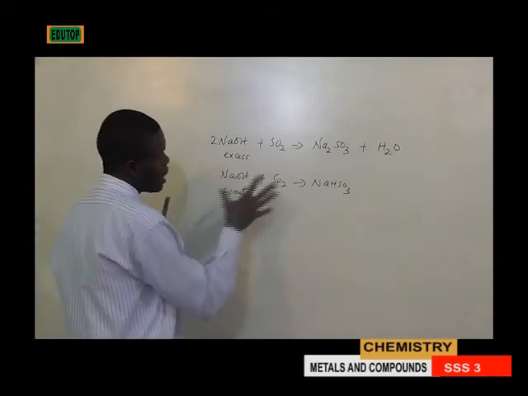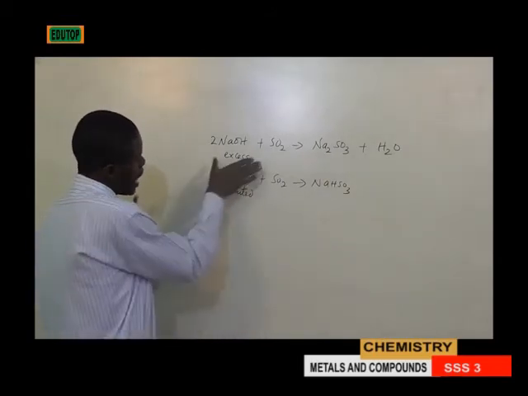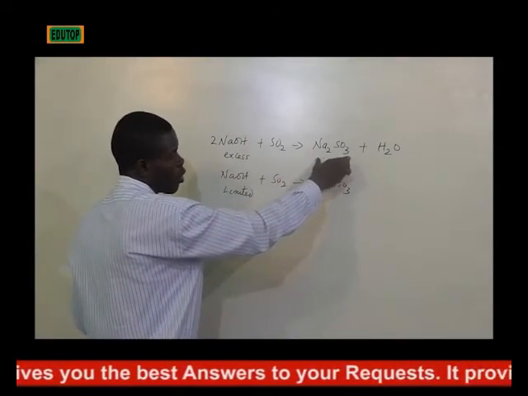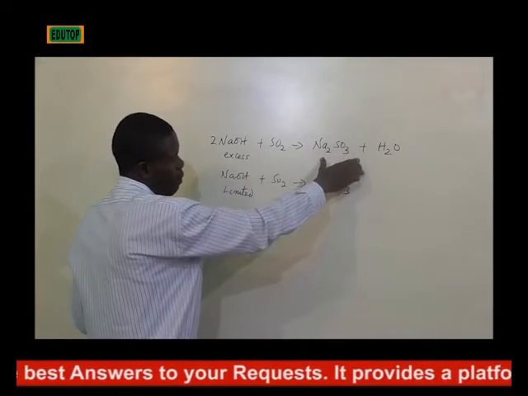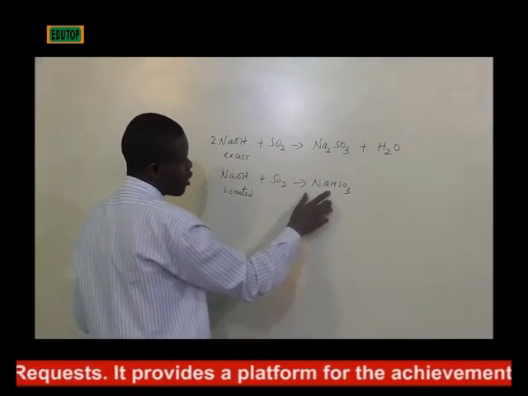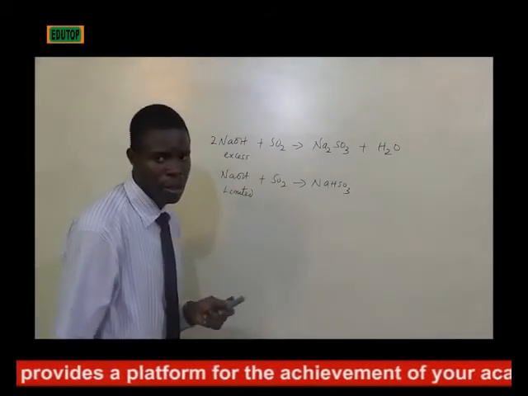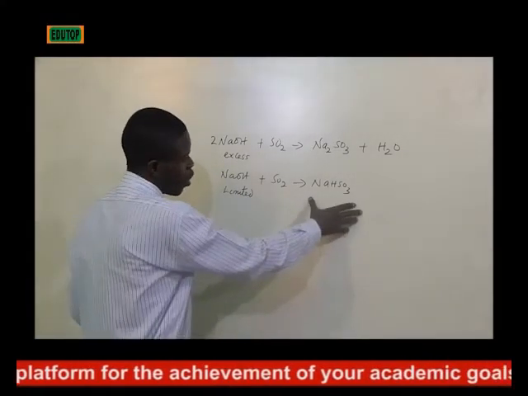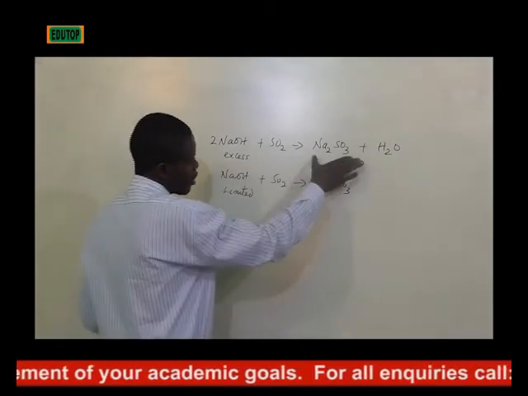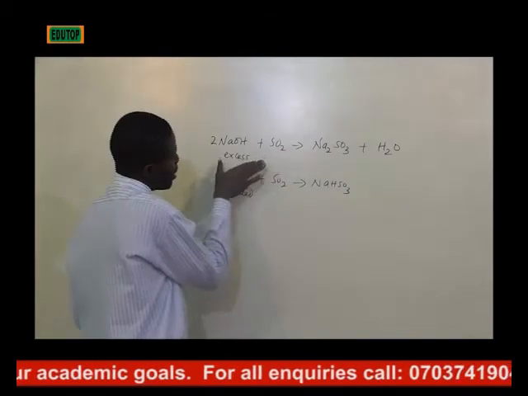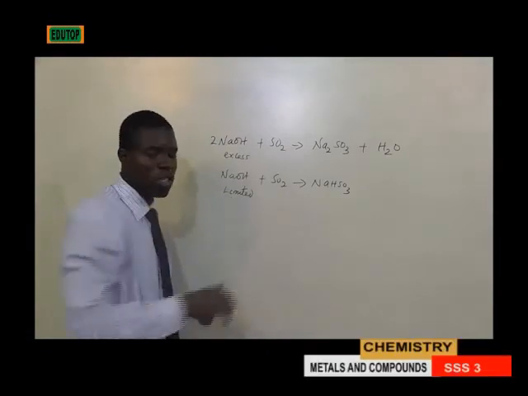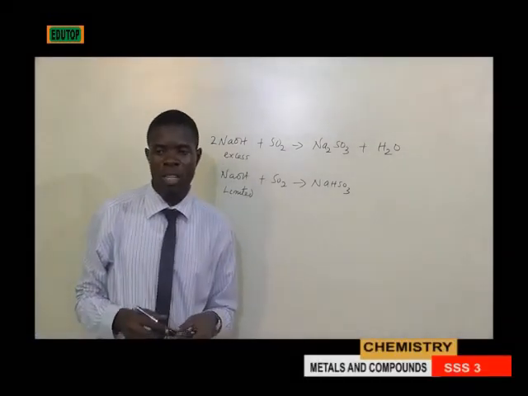So this reaction is very important because in excess sodium hydroxide you have sodium trioxosulfate(IV), but in limited supply, you have sodium hydrogen trioxosulfate(IV). So this is an acidic salt that is produced in limited sodium hydroxide, and a normal salt is produced in excess of it.